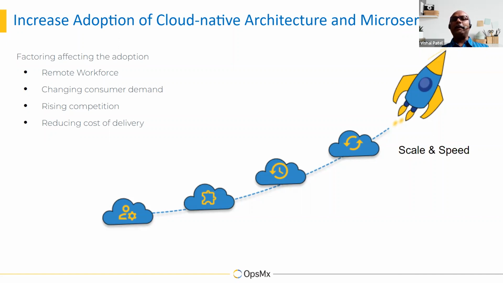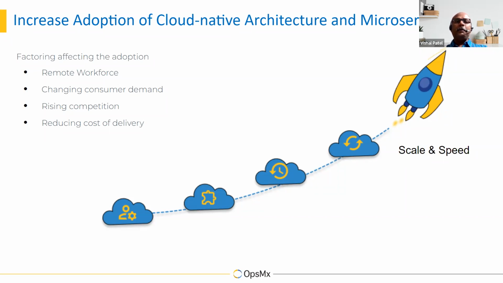Thanks to COVID, it has changed the way we are working. Every other company is going for a remote workforce. Some of the companies, you might have heard recently, are planning to go for a permanent remote workforce kind of model. There is actually a heavy demand for this kind of distributed work environment, distributed work culture. And this is one very big factor that's affecting the adoption.